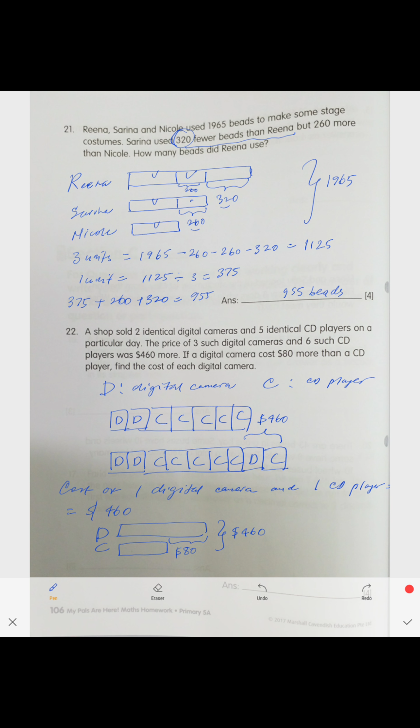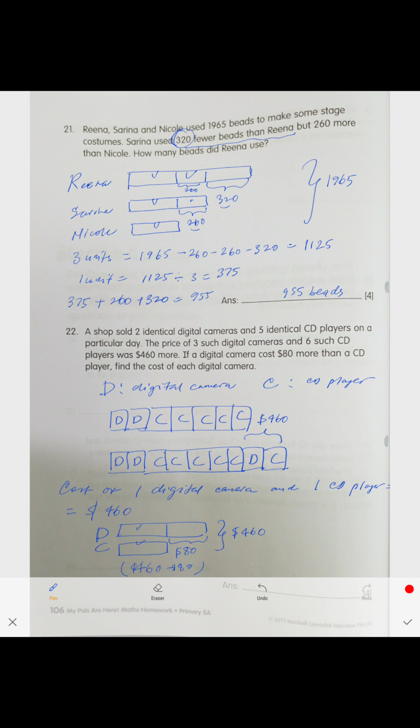Again, we're coming back to this problem. One digital camera and one CD player together cost $460, and the CD player is $80 cheaper. Like this, we have our two same units, and we have the extra $80. So in order to find one unit, this is our $460 minus $80.